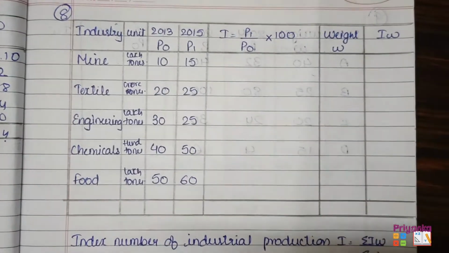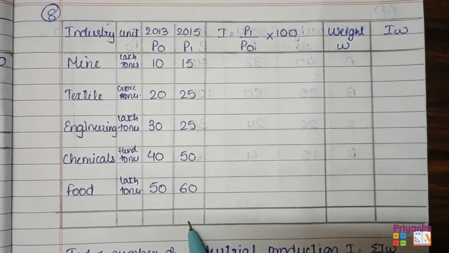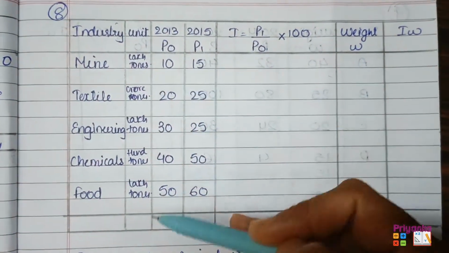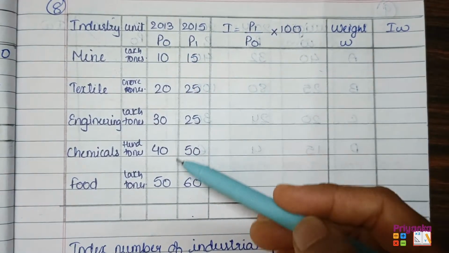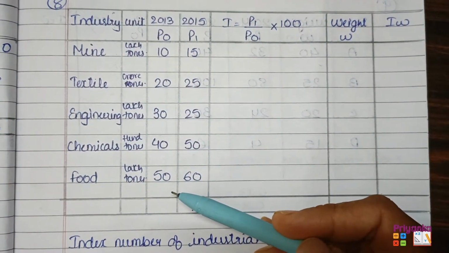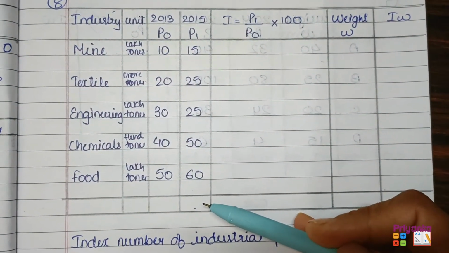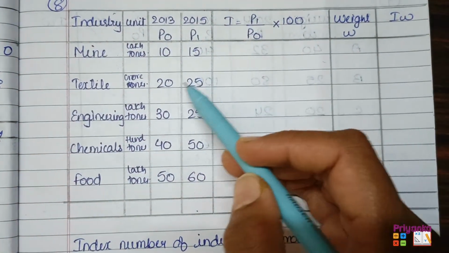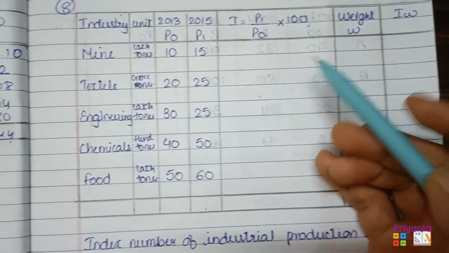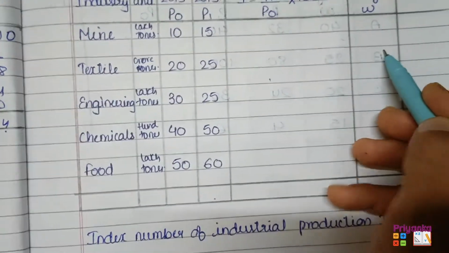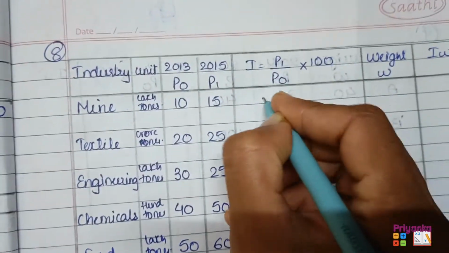Here is the question number 8. All the information I wrote over here. Industries, unit, and the production of 2013, which will be declared as a base year, and 2015, that is P1, which will be declared as a current year. Out of these two, we'll find out I, and weight is already given in the question. So first we'll find out I.